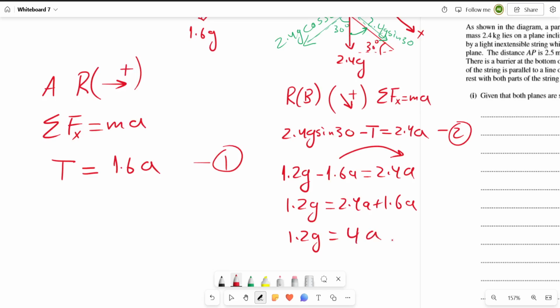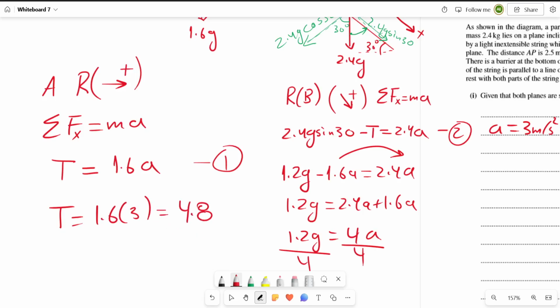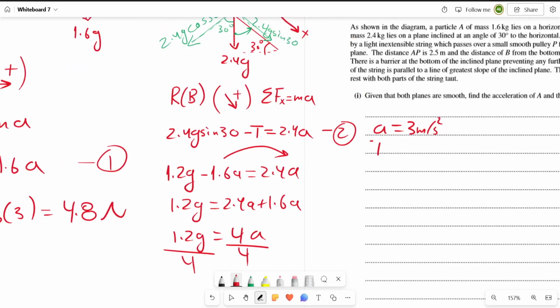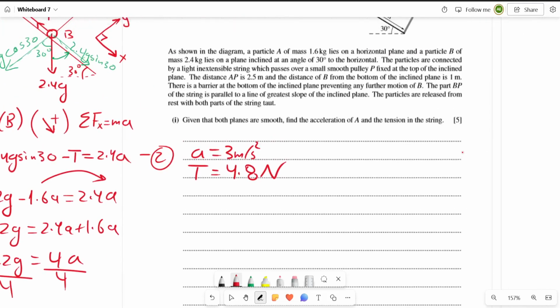So 1.2 times 10 over 4. A is going to equal 3 meters per second squared. Okay, and then I can use this A over here to find the tension. So the tension is going to equal 1.6 times 3, which is going to give me an answer of 4.8 newtons. So my tension is going to equal 4.8 newtons. And this is my answer to the first part. It's a 5 marks part.